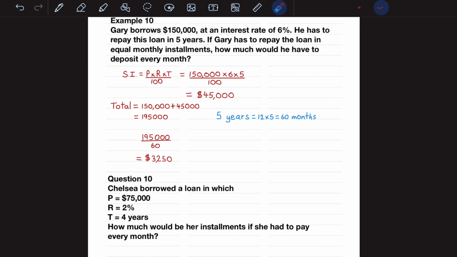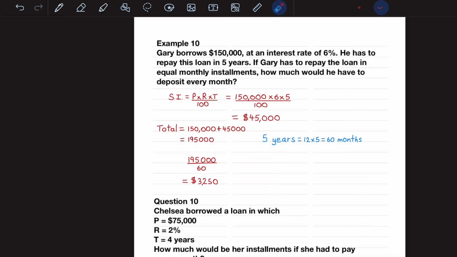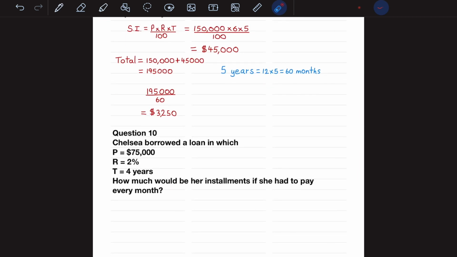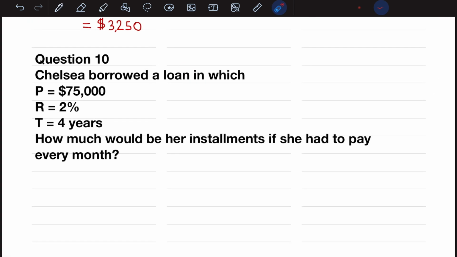Right, so below we have another question just like this one. So take down example 10 and then pause the video and try question 10. All right, let's continue. Right, so we don't have the answer for question 10. That's okay, we can work that out now.